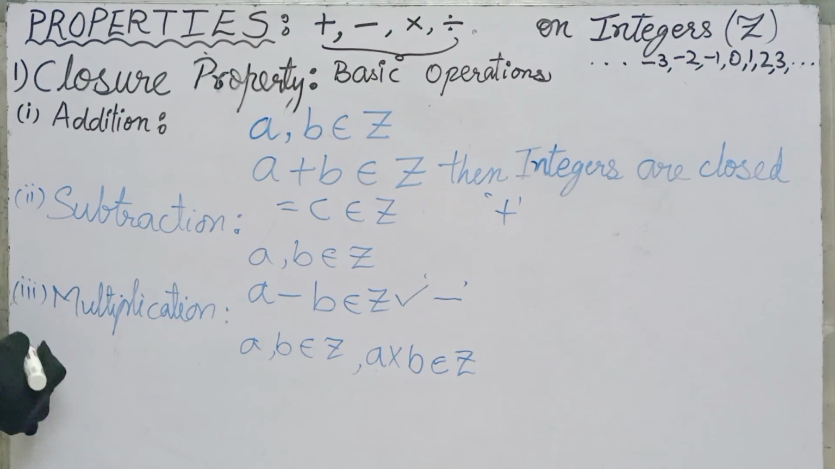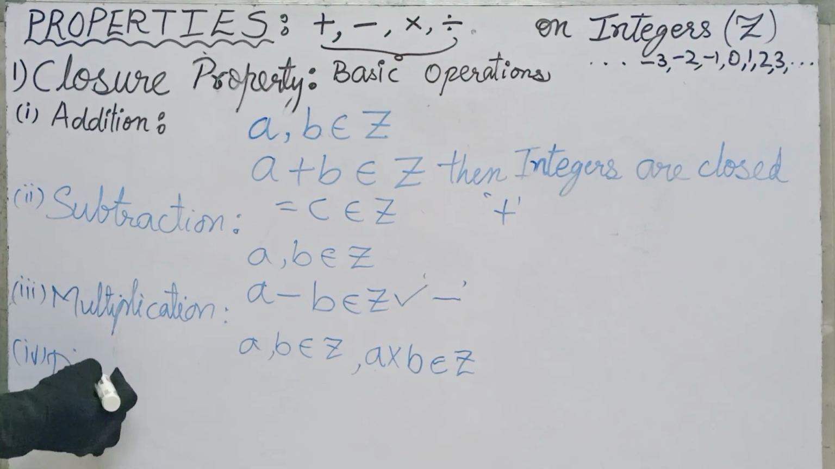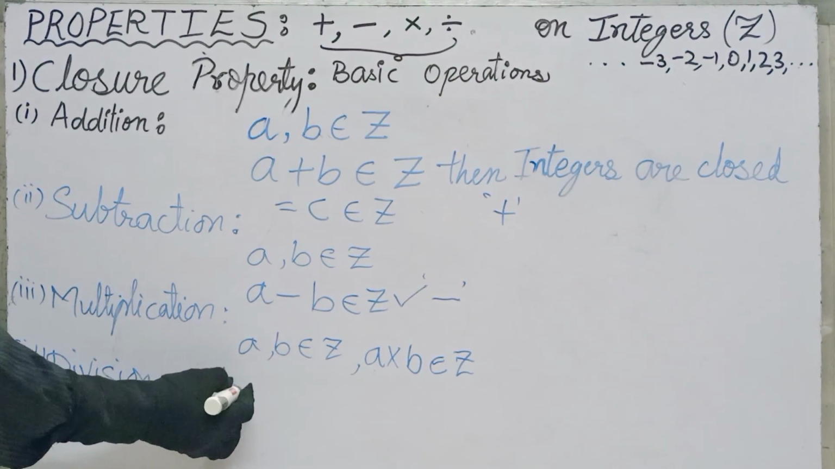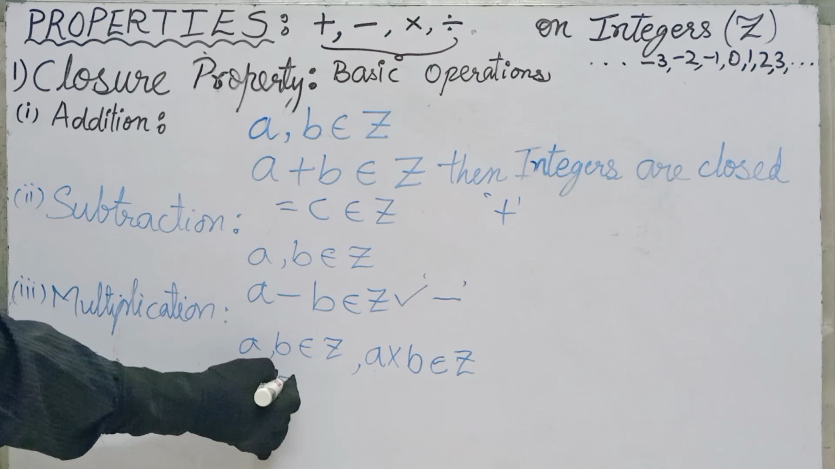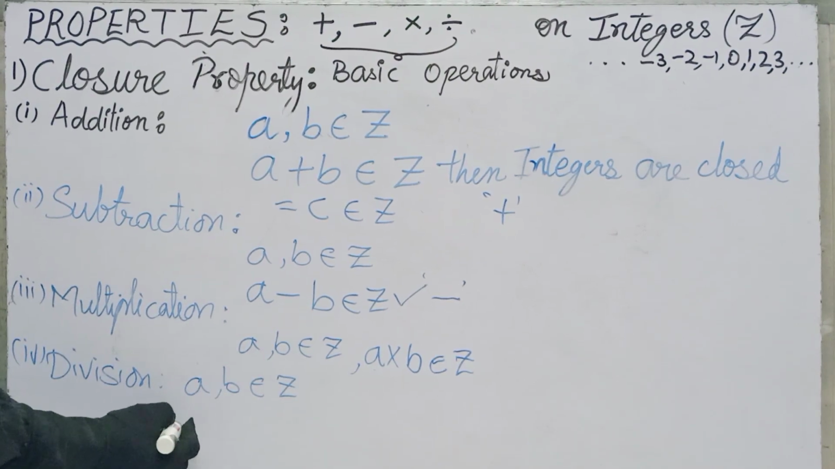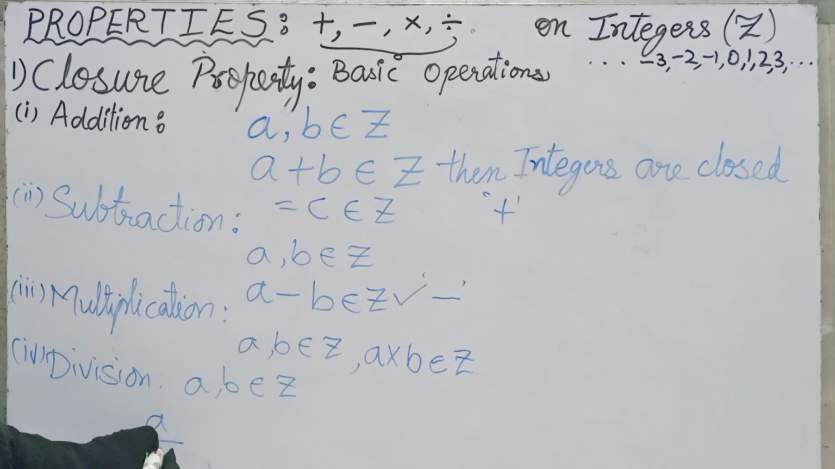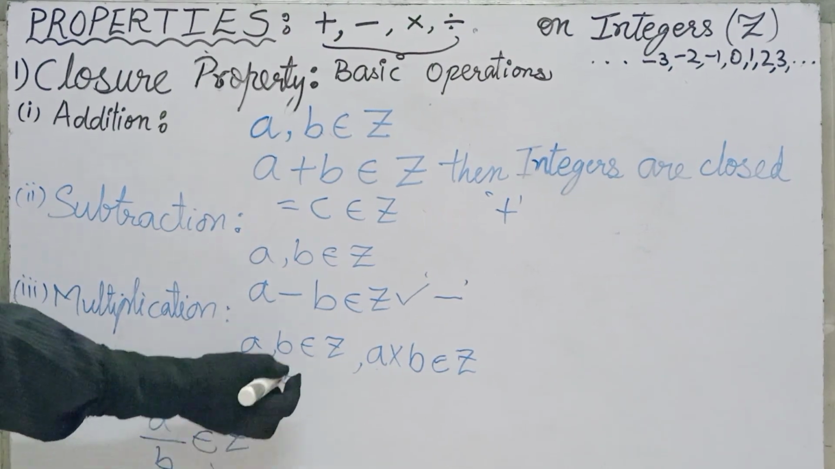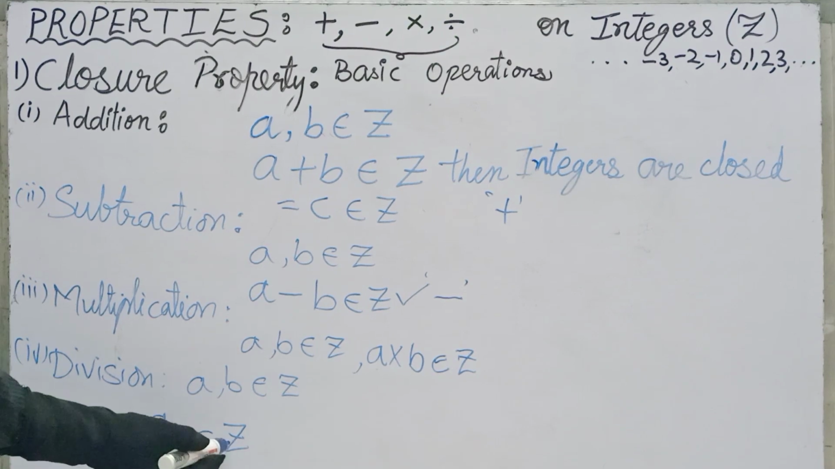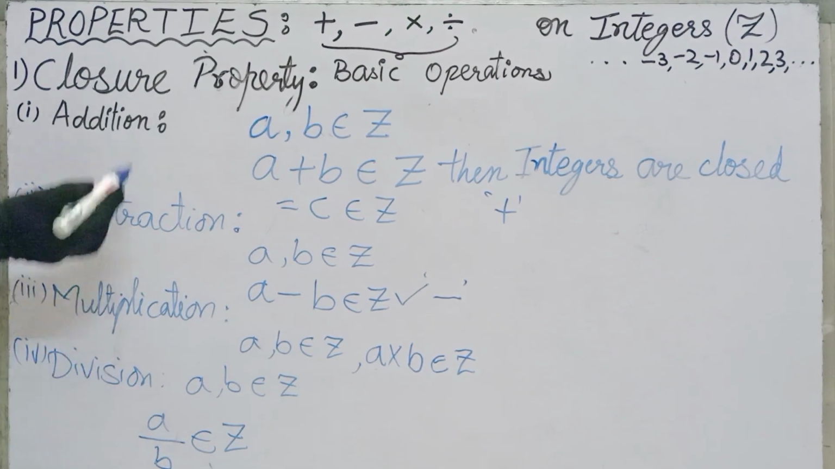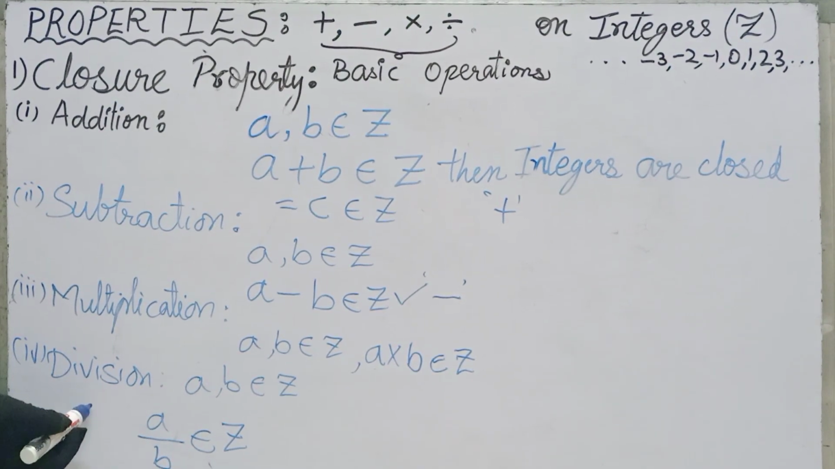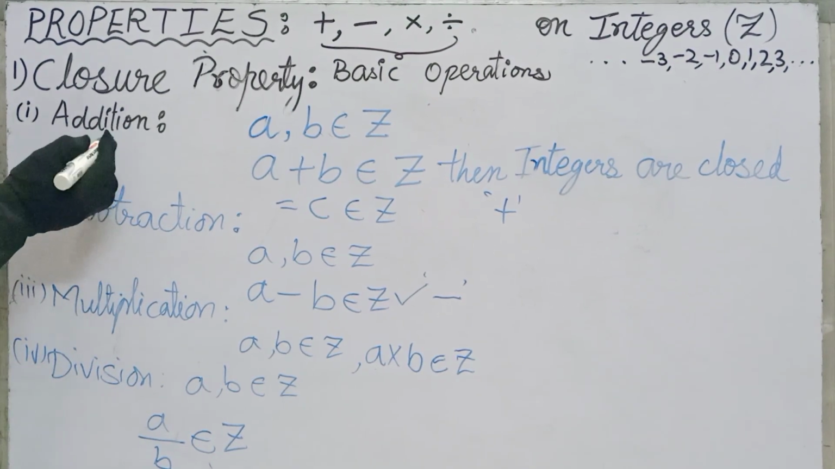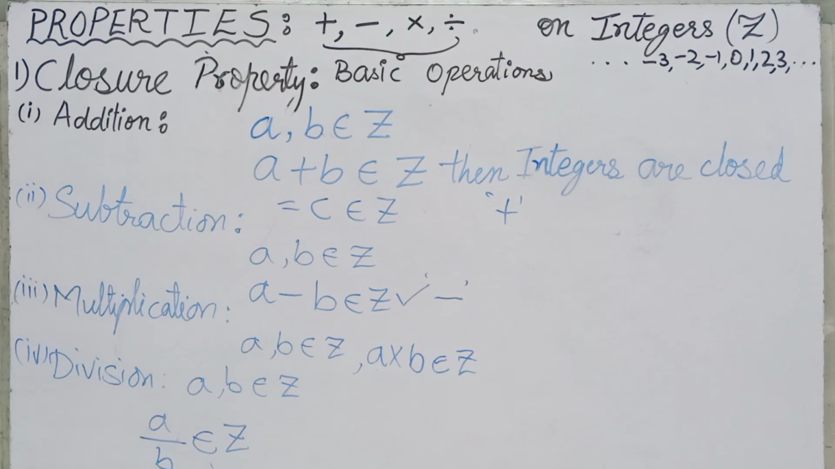Similarly for division also, we can check. Okay, same thing. A and B belong to integers. Then if A divided by B belongs to integers, then we can say that integers are closed under division. We have to check all these using a few examples. Okay, now we will check for addition first.